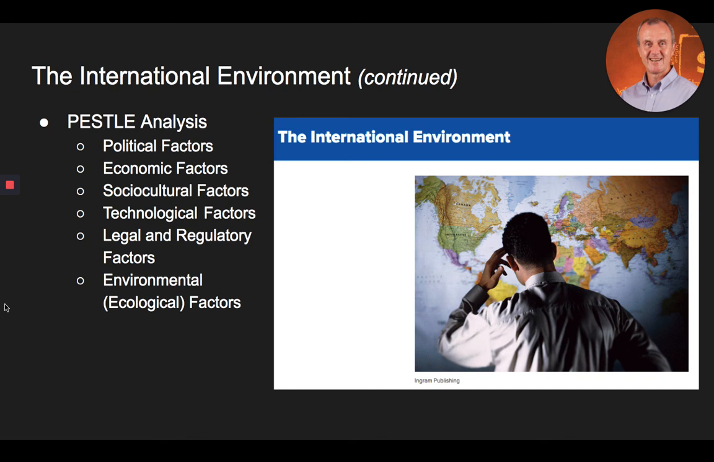So, in summary, in talking about the international environment, before it can consider expanding its business beyond national borders, an organization needs to understand the international environment in which it seeks to operate. Organizations need to conduct a thorough PESTLE Analysis, which looks at the political, economic, sociocultural, technological, legal, and environmental or ecological factors within the international country they have identified as a potential target for global expansion.